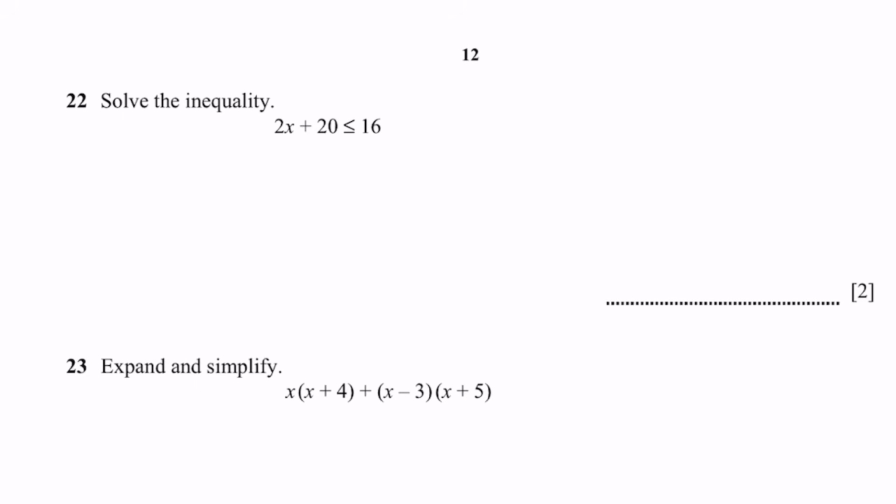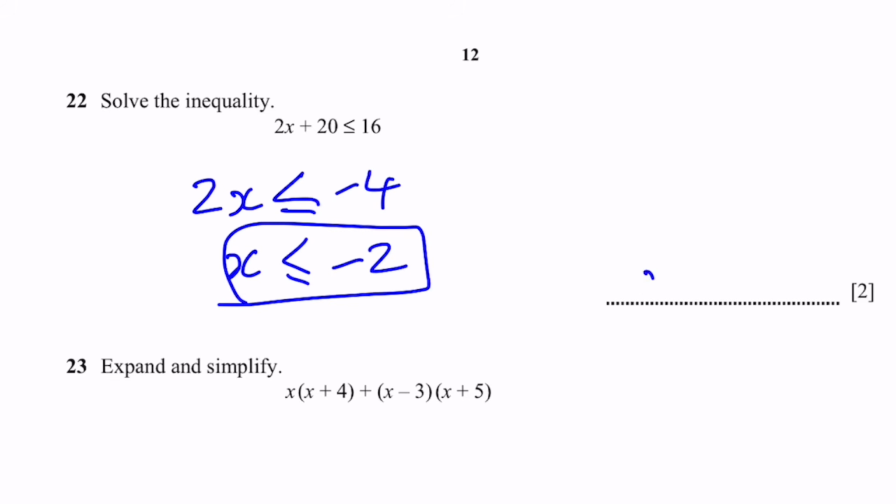Solve the inequality. 2x plus 20 less than or equal to 16. We can bring the 20 to the other side. So that means 2x is less than or equal to minus 4. And dividing both sides by 2, x less than or equal to negative 2. And that's our answer. Question 23.